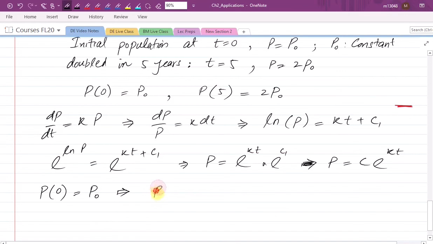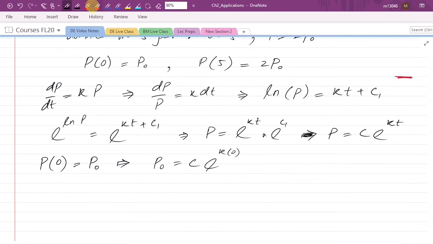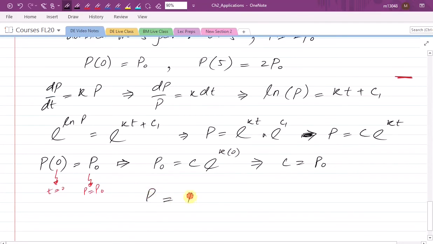So P0 equals C e raised to the power k times 0. We put t equals 0. For this condition, here is the value of t and this is the value of p. So we use both the values, and that tells us that C equals P0, because e power 0 is 1. It means our solution becomes P equals P0 e power kt.